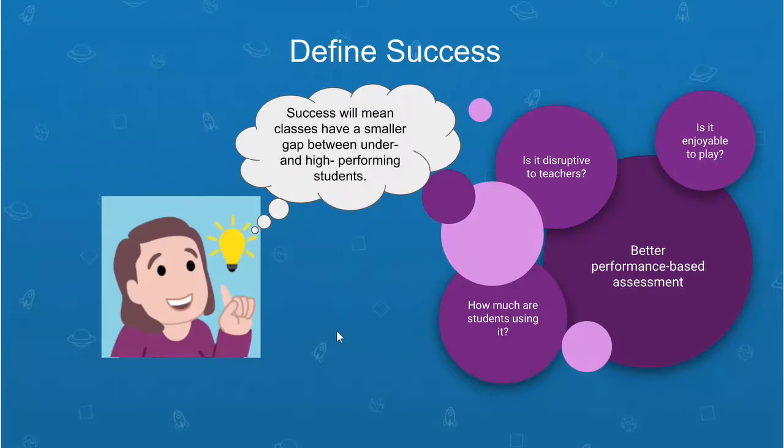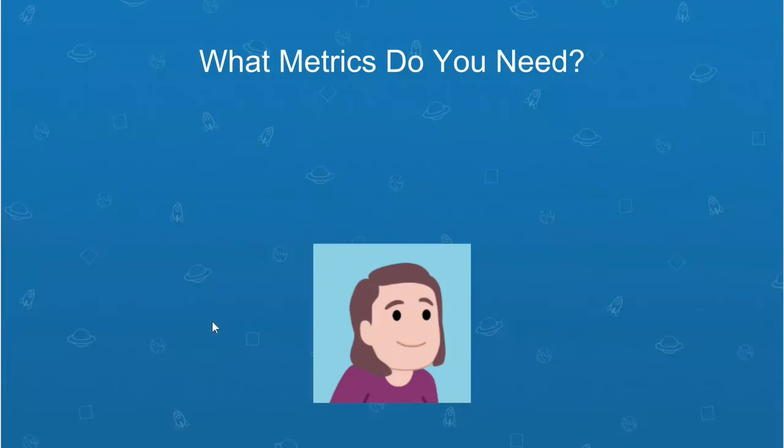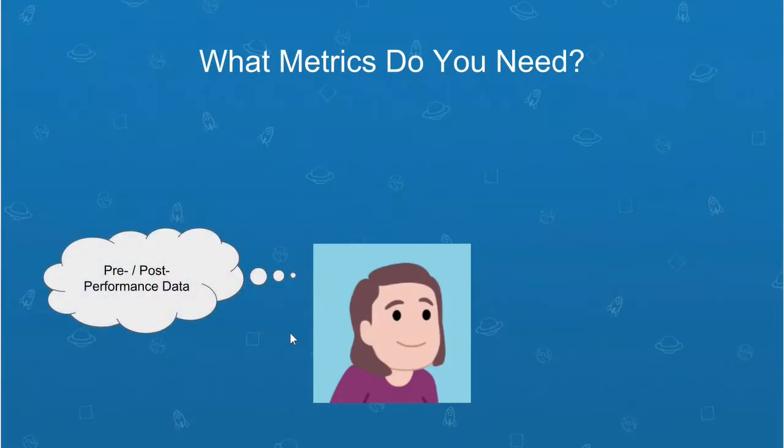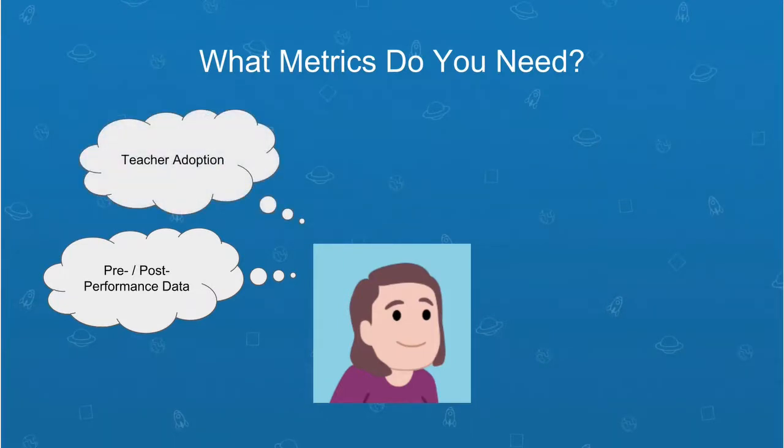So now that we know what success looks like, we need to understand how we're going to measure that success. What metrics do we need to be tracking throughout this pilot? Figuring out which metrics we need, we need to look in a couple of different places. Our problem and our hypothesis ought to give us a clue as to some of the data that we need to collect. In Janice's example, she wants to close performance gaps, so she needs to collect performance data. She also needs to make sure that teachers don't find it disruptive.